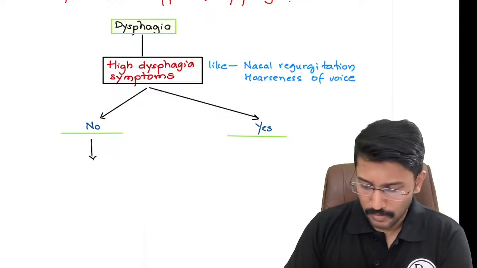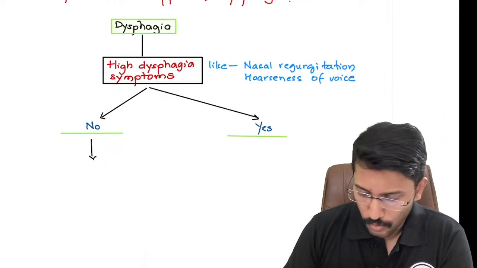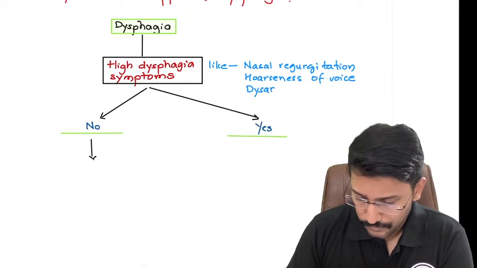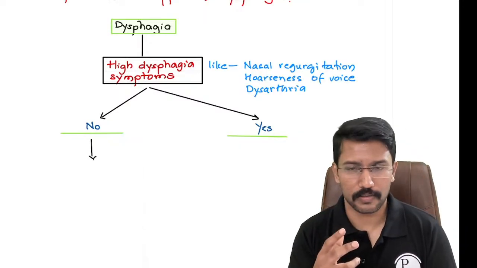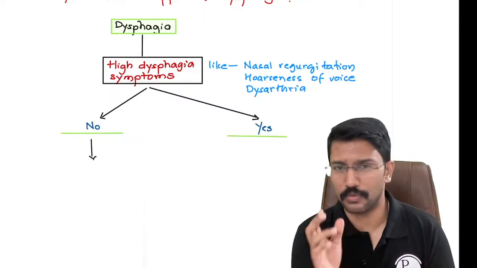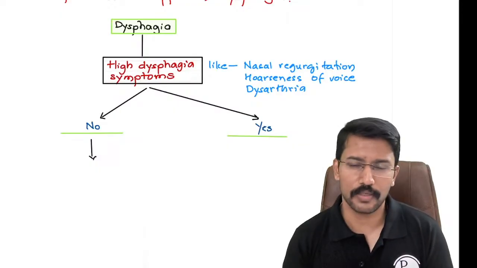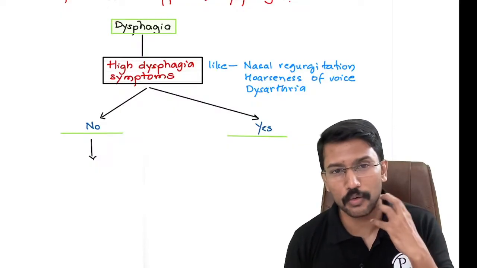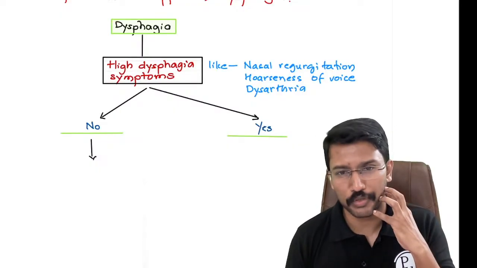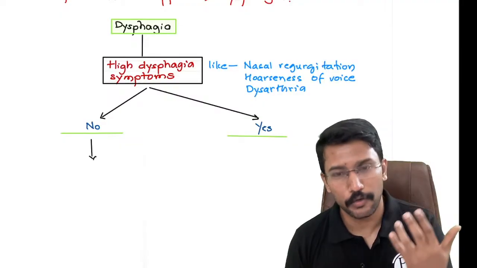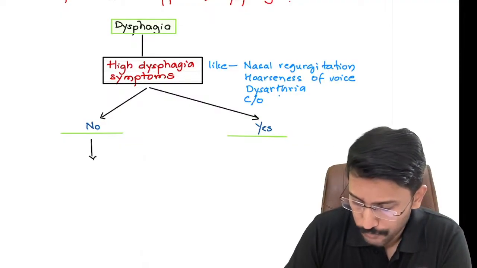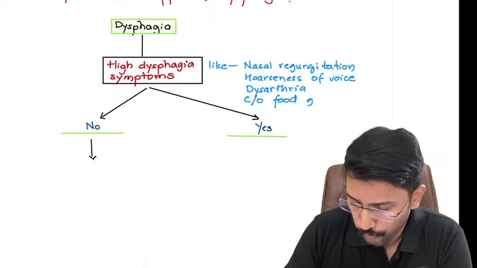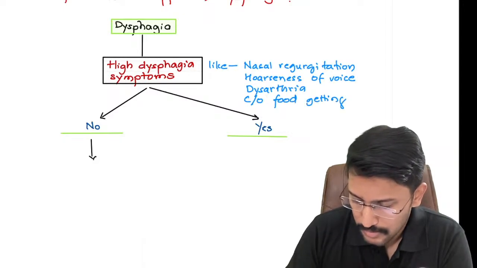Okay. Similarly, if the patient has dysarthria, meaning he has difficulty in modulating the voice, right? It doesn't sound natural, it sounds really weird. In all those cases, it is suggestive of dysphagia originating in the higher portion, that is the oral or the pharyngeal phase, right? Along with that, if the patient complains of food getting stuck in the throat.